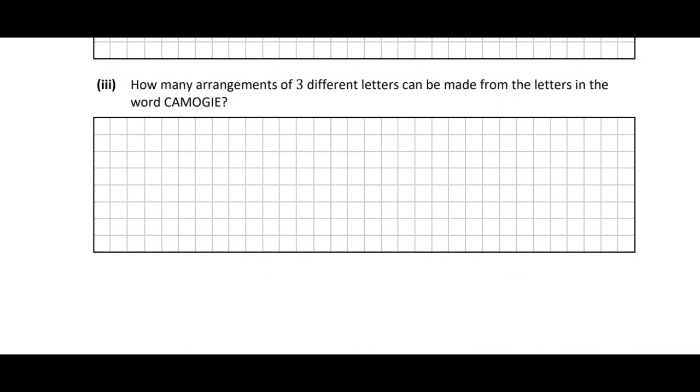Okay, next one then. How many arrangements of 3 different letters can be made from the letters in the word camogie? Now it says how many arrangements can be made. So that's going to be nPr. So our n is 7. So how many ways are there of arranging 7 letters 3 at a time? So r is 3. If you do that, you get 210, and that's it.